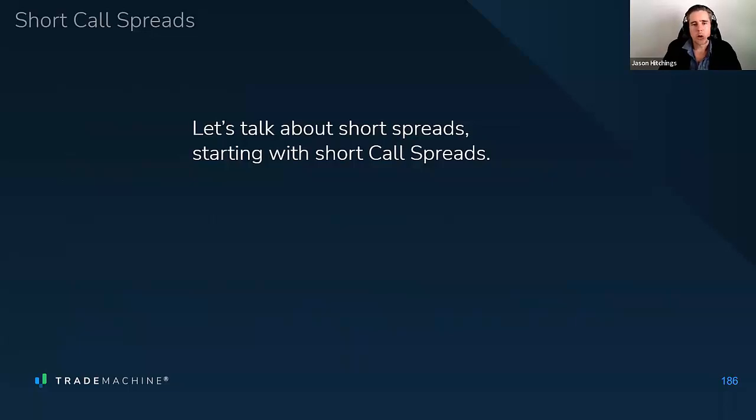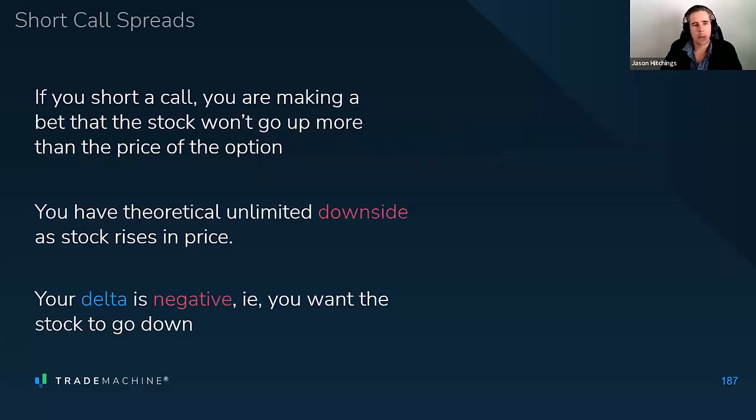Okay, so we talked about long call spreads and long put spreads. So now let's touch on short spreads. It's just going to be the inverse of everything that we talked about. So if you short a call, you're making a bet that the stock won't go up more than the price of the option. You have theoretically unlimited downside because the stock can go up and up and up. Your delta is negative because you want the stock to go down.